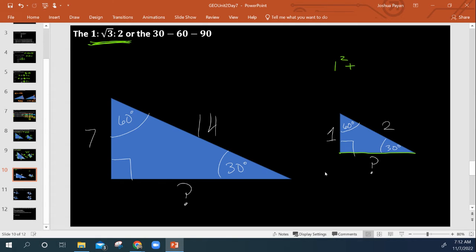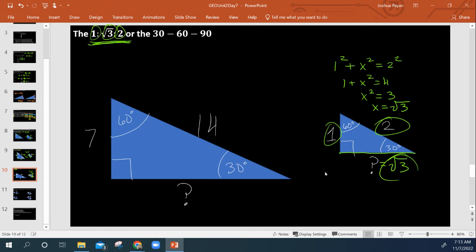So 1 squared plus missing leg squared equals our hypotenuse squared, or 1 plus x squared equals 4. Subtract 1 from both sides. Take the square root, and we can't simplify that any further. And there you have it, 1 to square root of 3 to 2. Okay, short leg to long leg to hypotenuse. Right? And here we see a dilated version of it.